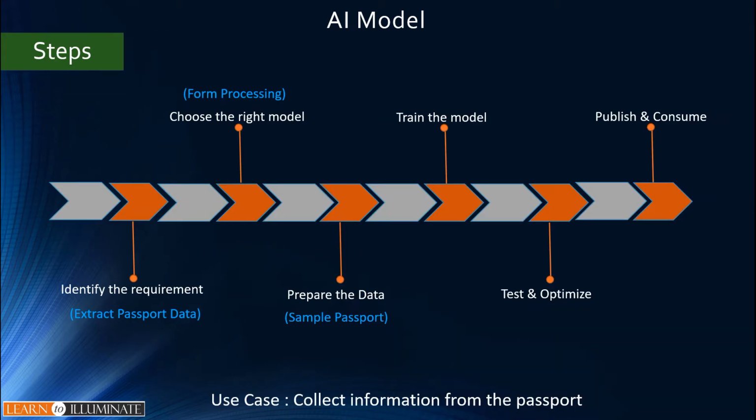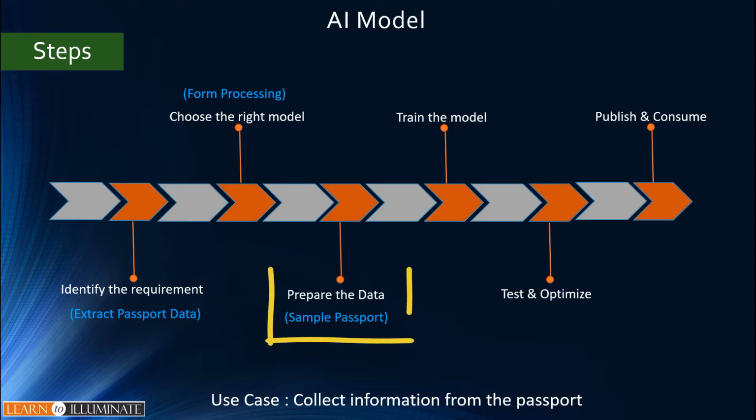To build an AI model, we have 6 steps. For our demo today, the business requirement is to collect information from passports, like the passport number, issue date, or expiry date. So the first step is to identify the requirement, which is to extract passport data. Second step, choose the right model. To process a passport, we need to choose form processing.